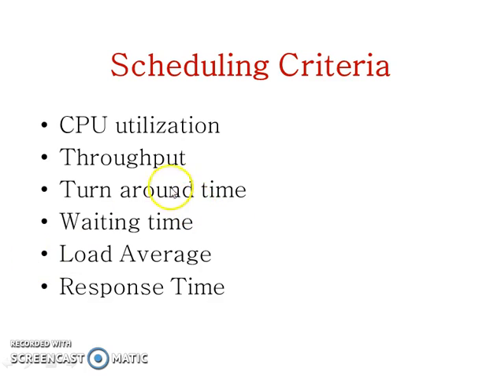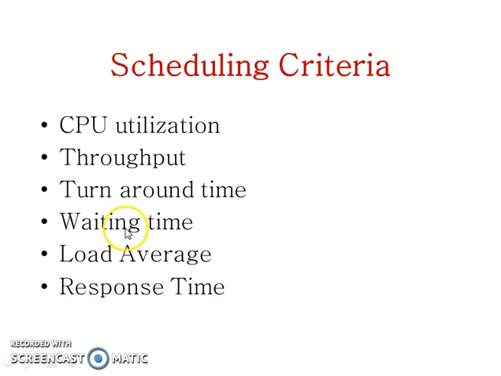Now the next point is the throughput. The throughput is the total number of processes completed per unit time, or rather the total amount of work done in a unit of time. This may range from 10 processes per second to 1 per hour depending on the specific process. Then we have the third criterion, turnaround time. It is the amount of time taken to execute a particular process, that is the interval from the time of submission of the process to the time of completion of the process.